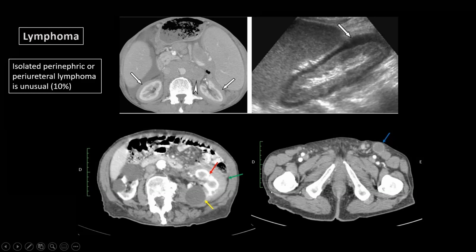Another patient with lymphoma showing only unilateral perinephric soft tissue density and an ipsilateral enlarged inguinal lymph node.